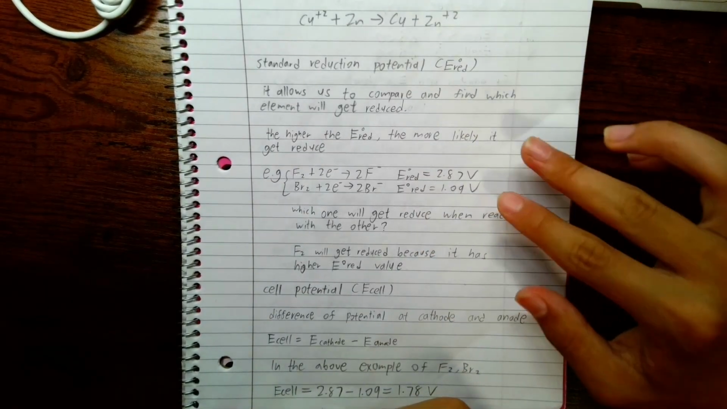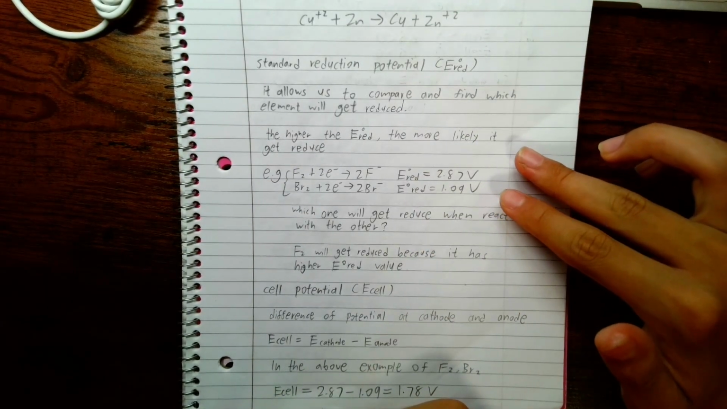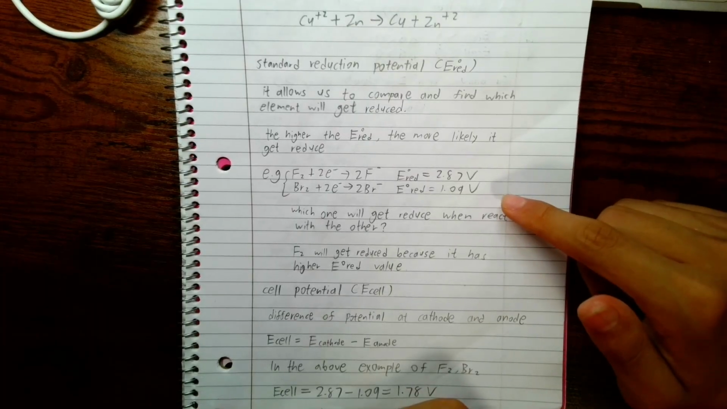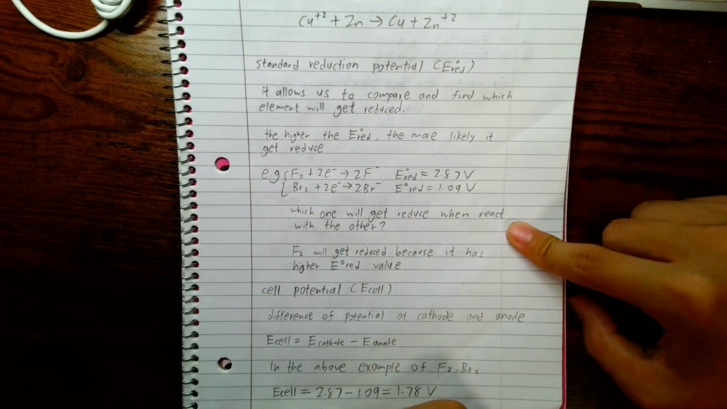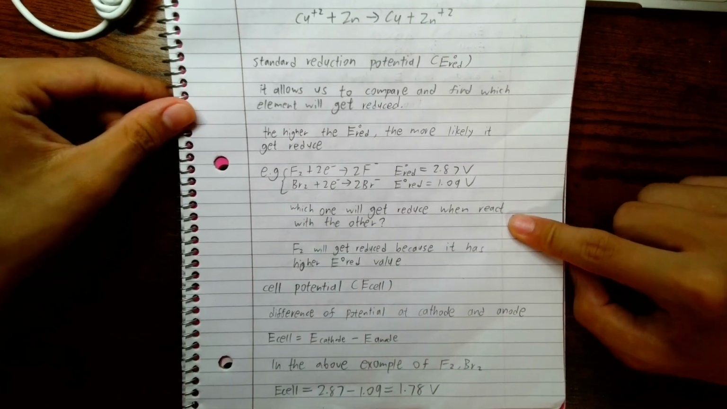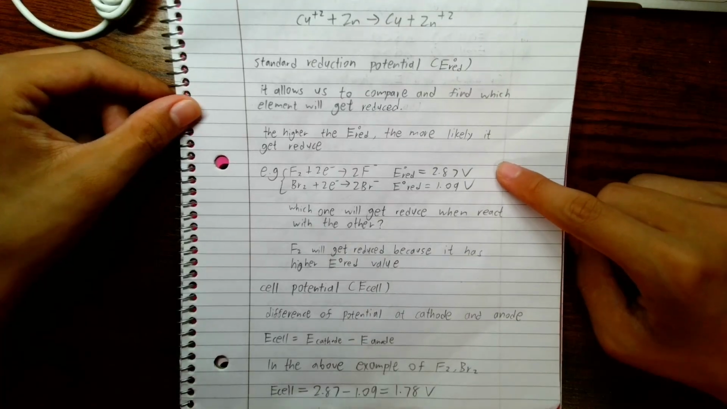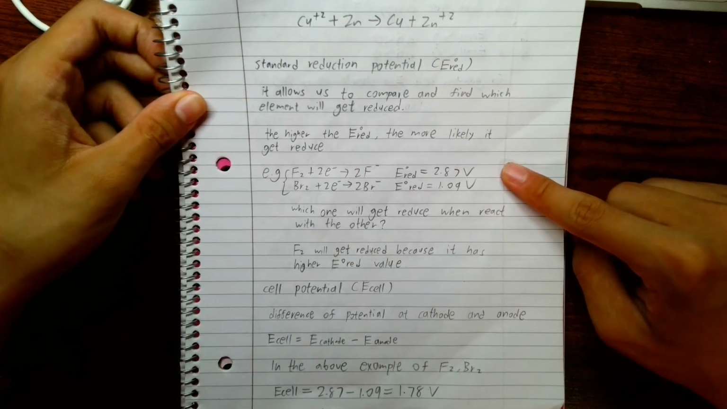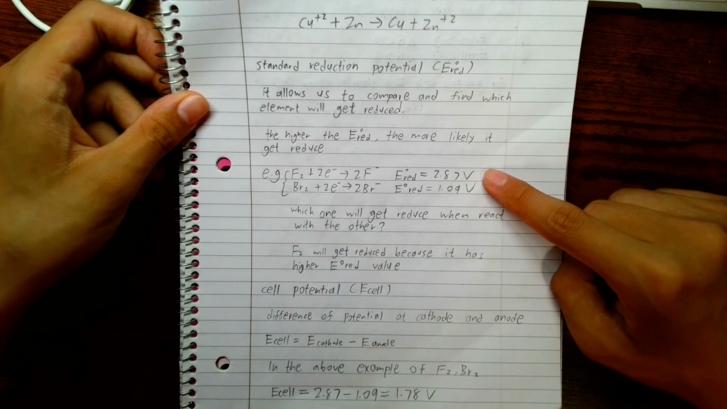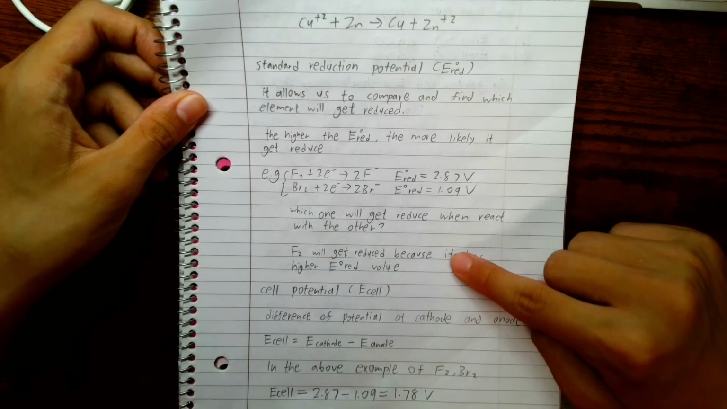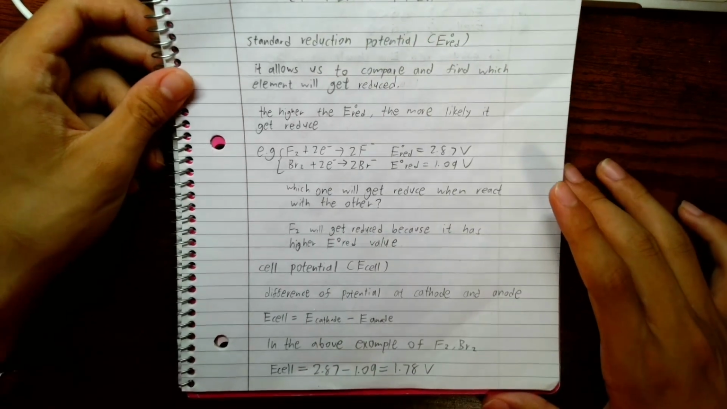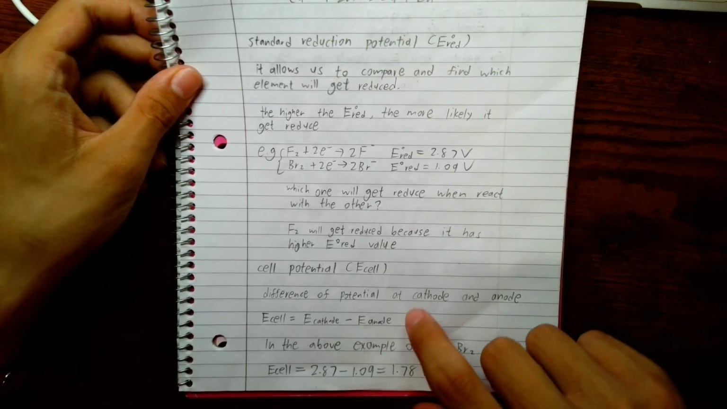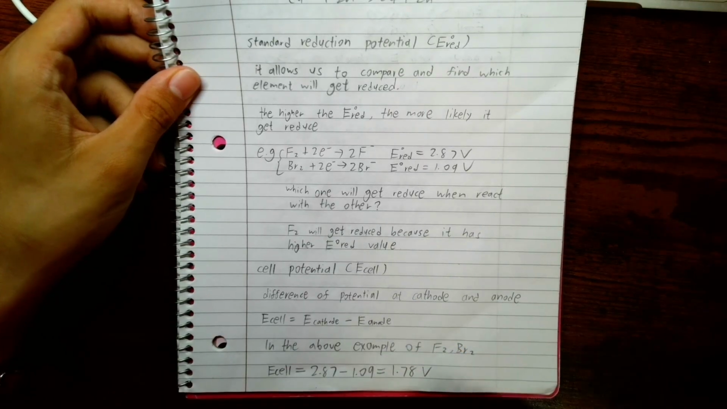For example, here we have two different reduction reactions. Each one of them is given a reduction potential, and we need to determine which one will get reduced. We simply pick the one with the higher reduction potential, because we know that the higher the value, the more likely it will get reduced. In this case, the fluorine will get reduced. It has the higher value.